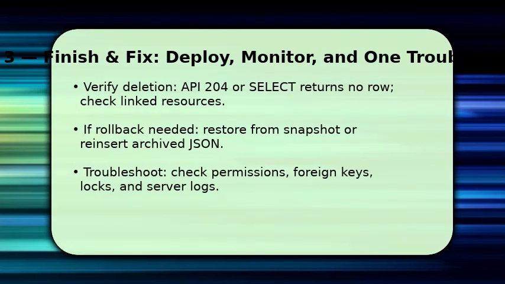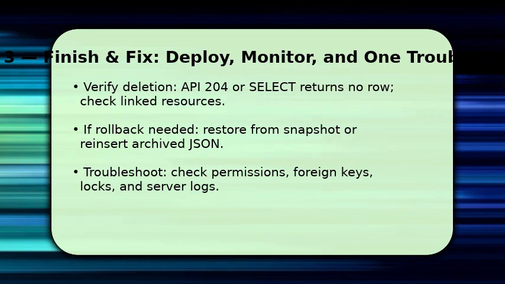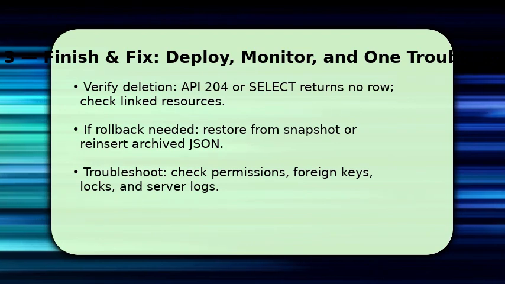You finish by verifying the deletion. Confirm API returns 204 or that a select by ID returns no row, and validate related resources are cleared. If something went wrong, restore from the snapshot or reinsert the archived JSON record. Do that before making other changes.